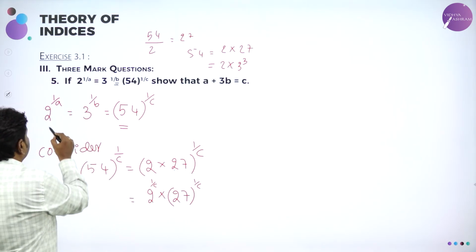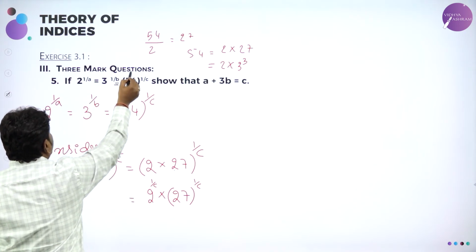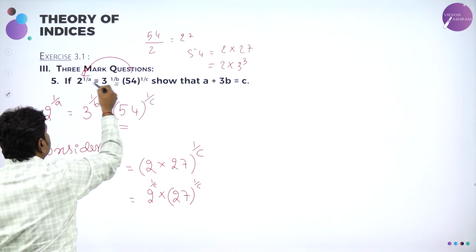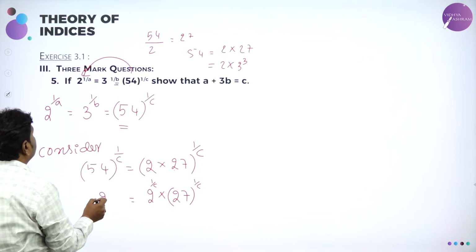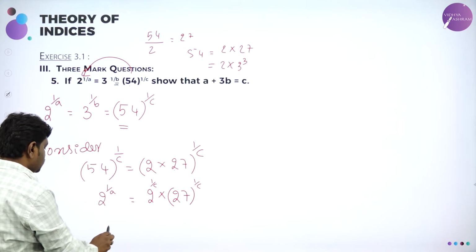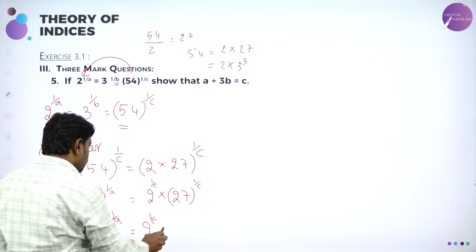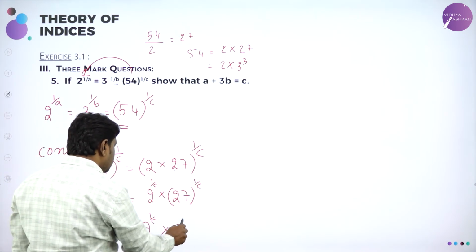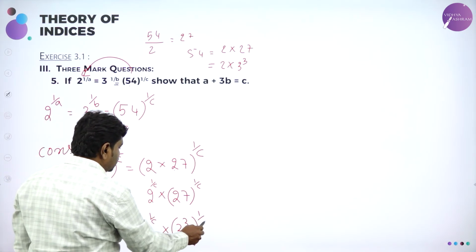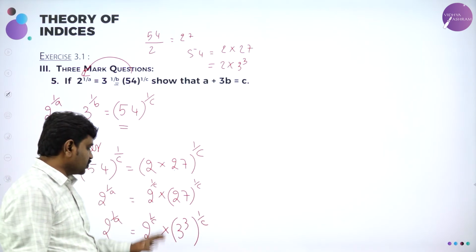So I'll equate first to 54 power 1 by c. They told these two are equal. Instead of 54 power 1 by c, can I write it as 2 power 1 by a? My intention is to get everything in terms of 2 power. So LHS is 2 power 1 by a, RHS 2 power 1 by c, let it be, into 27. 27 is 3 cube, power 1 by c as it is. So I know 27 can be written as 3 3s and 9 3s are 27, so 3 cube.